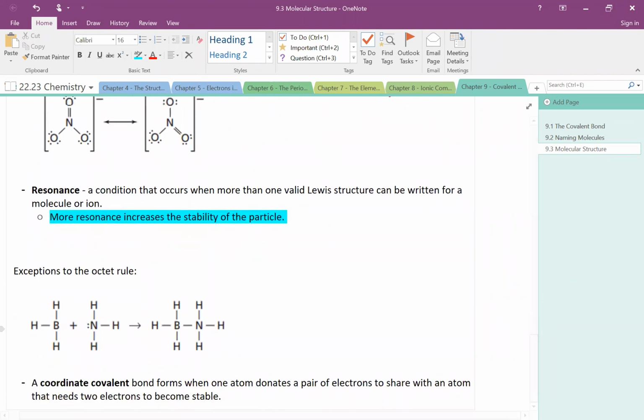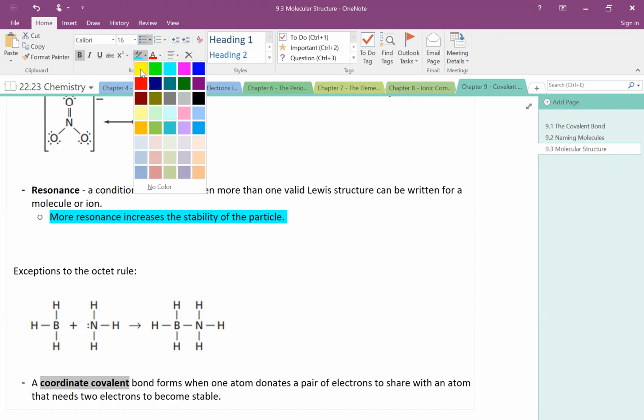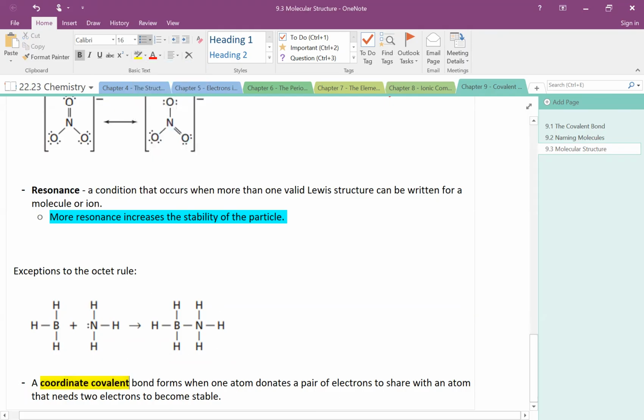Last thing I'll talk about in this video is there are some exceptions to the octet rule when forming covalent bonds. And I just want to talk about one possible condition called a coordinate covalent bond. We will see this sometimes in chemistry. It's pretty common. And so what happens in the event that you have one atom donating a pair of electrons to share with an atom that needs 2 electrons to become stable?